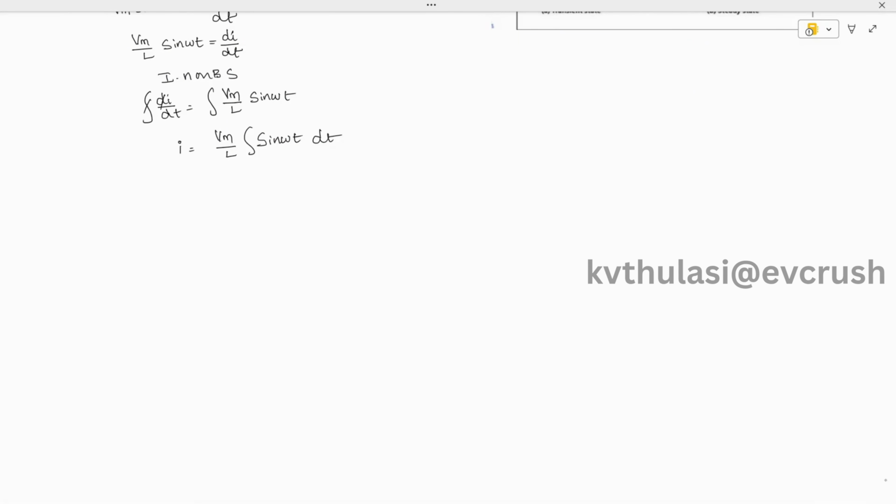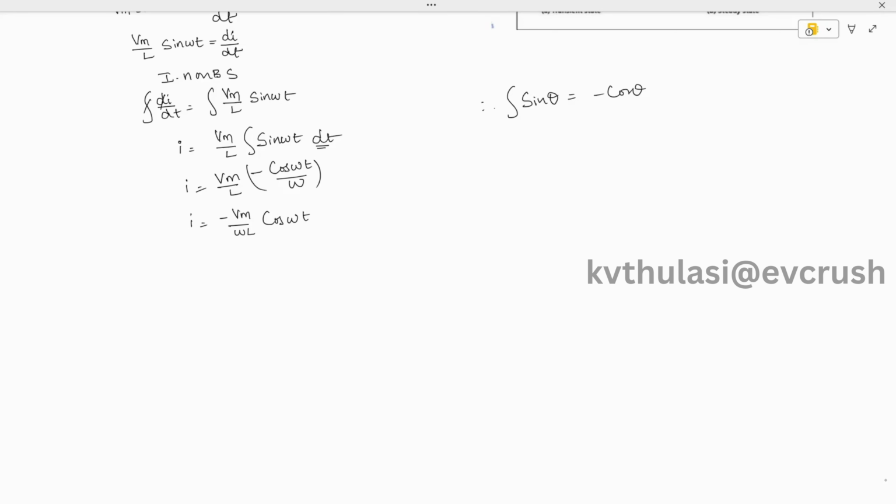Here I is equal to Vm. From the basics, the integral of sine theta is equal to minus cos theta. So the integral of sine omega t is minus cos omega t, and since we are integrating with respect to dt, we get omega in the denominator. Therefore, current I can be written as minus Vm divided by omega L of cos omega t.